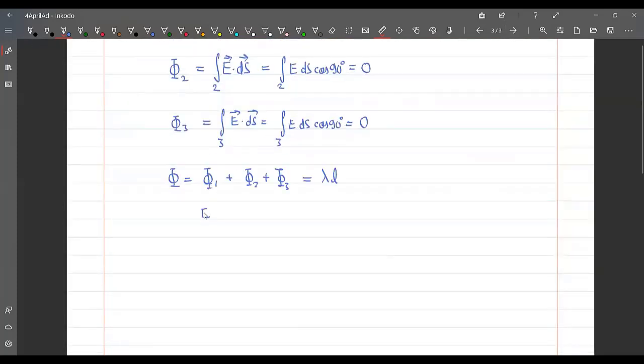So this will be E into 2 pi RL. Phi2 will be 0, phi3 will be 0. That is equal to lambda times L. From here, you get the value of electric field as lambda L upon 2 pi RL. Lambda and lambda will get cancelled. L and L will get cancelled. And this will be lambda upon 2 pi R.